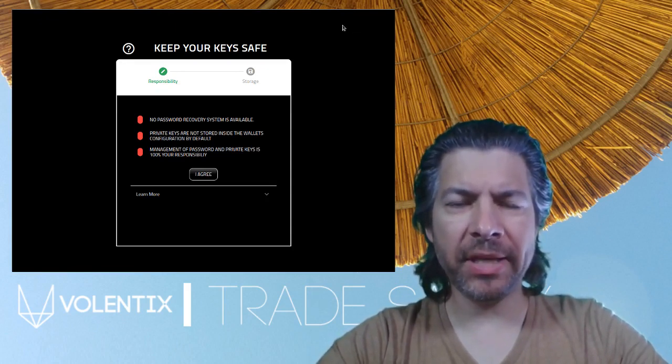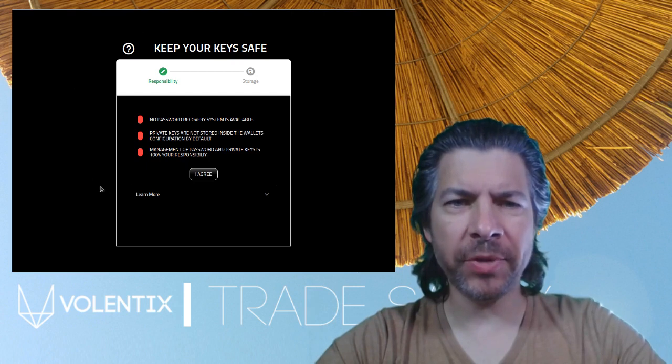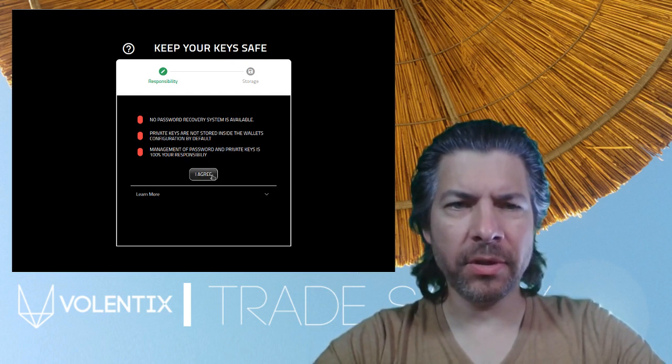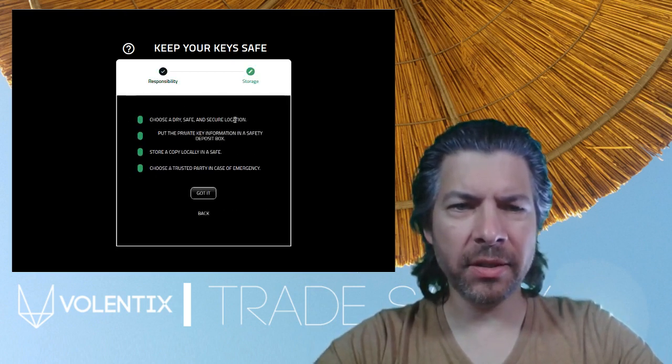When you start the application the first time, you will be greeted by the Create Wallet screens. You have to agree, read, and again, keep your keys safe. I got it.